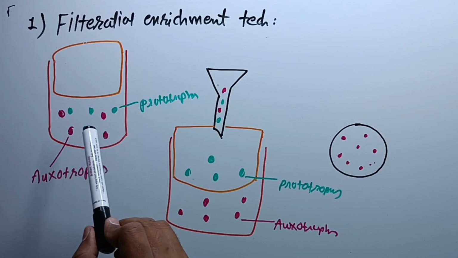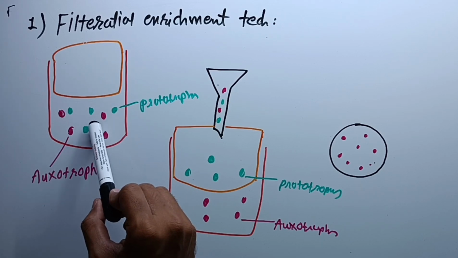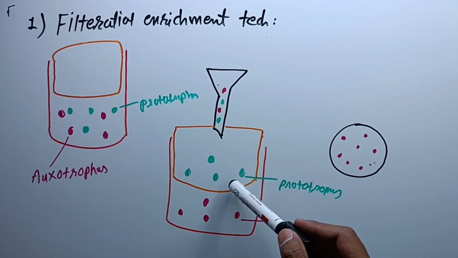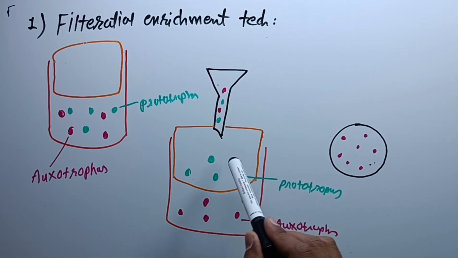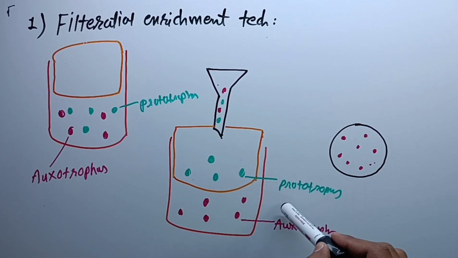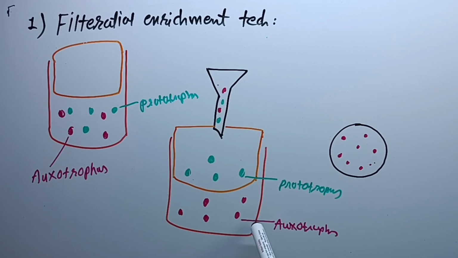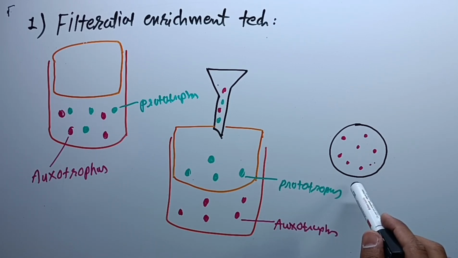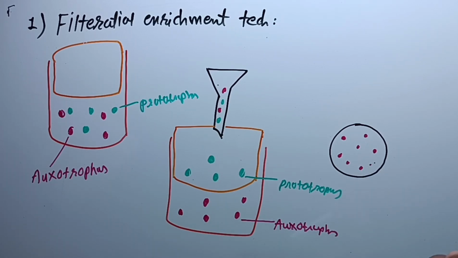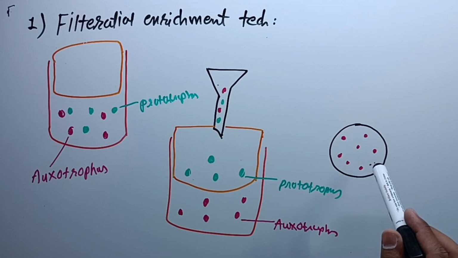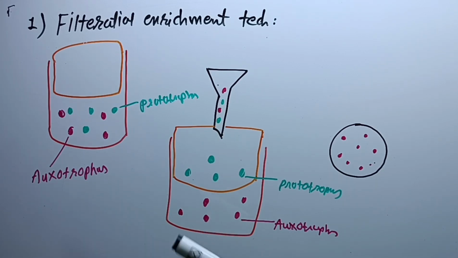But here, which kind of media do we use? Minimal media. So in result we perfectly isolated auxotrophs and prototrophs. Prototrophs are trapped on the filter, and auxotrophs can easily pass out and are collected at the bottom of the tube, called the filtrate. Now we can grow these auxotrophs in the adenine medium. Then specified colonies can be collected by using a petri plate or culturing technique. So this is our filtration enrichment technique.